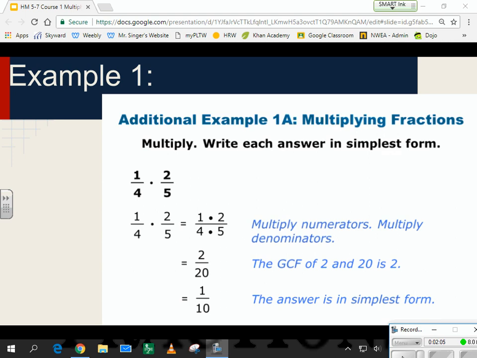We have to make sure our answers are always in simplest form. So when you see 2/20, you have to think to yourself, they're both even, so I could divide them both by 2. And if that's the case, when you do 2 divided by 2, you get 1, and 20 divided by 2, you get 10, and that's how your answer is simplified to 1/10. I really encourage you to copy this down along with the blue directions on the side before moving on.